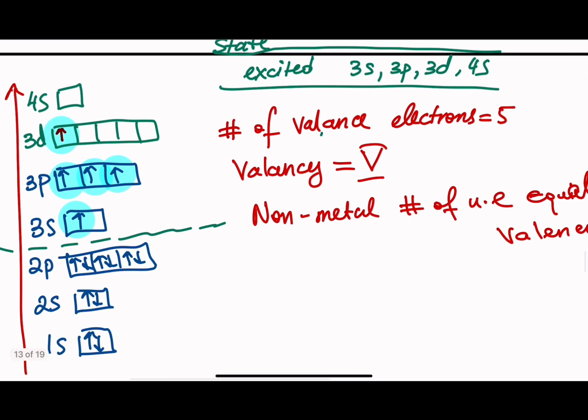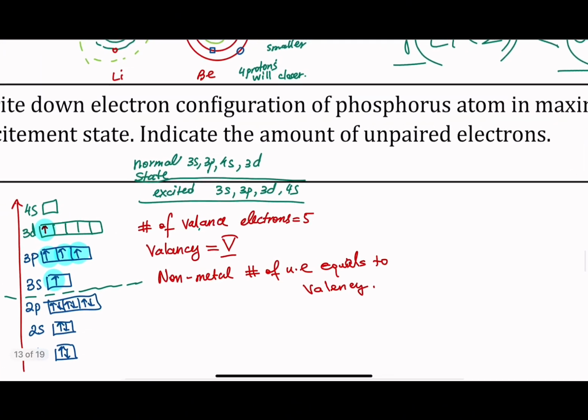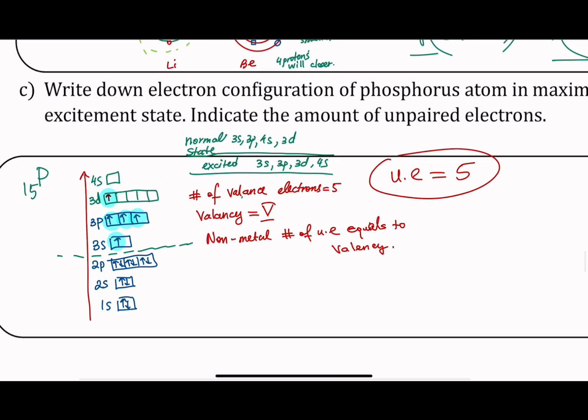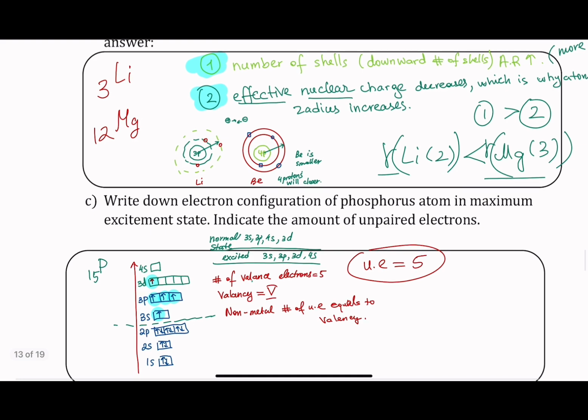That's why our valency is 5. Number of valence electrons, number of unpaired electrons is 5. And that is the answer. Okay, that's a long answer. You can make it shorter.